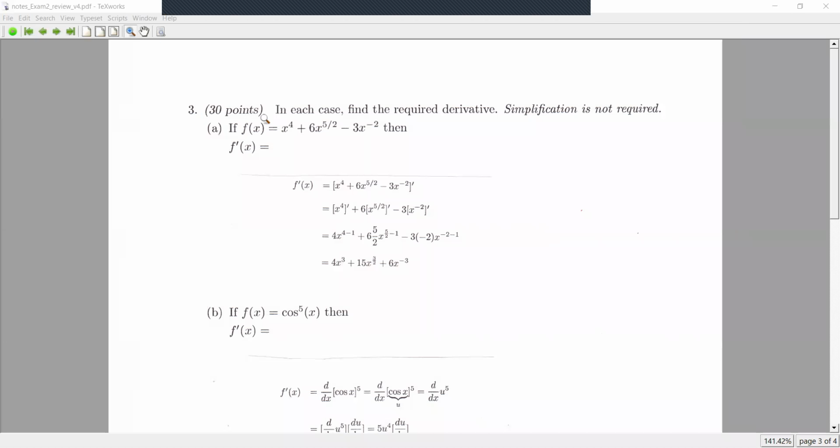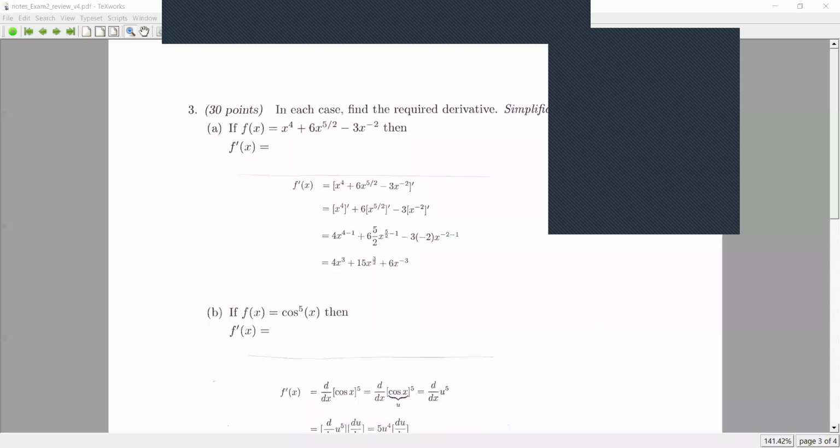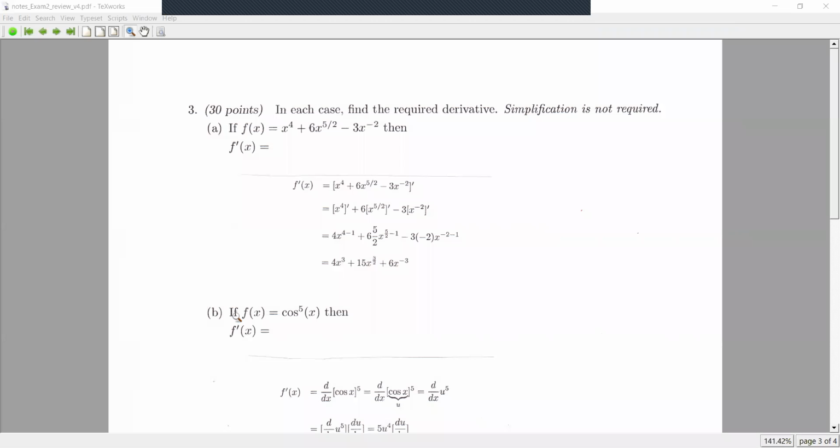Problem 3. In each case, find the required derivative. Simplification is not required. This problem has 6 questions. Let me pick 2 questions to answer. Question B. f is cosine to the fifth of x. Cosine to the fifth of x is equal to cosine of x to the fifth.